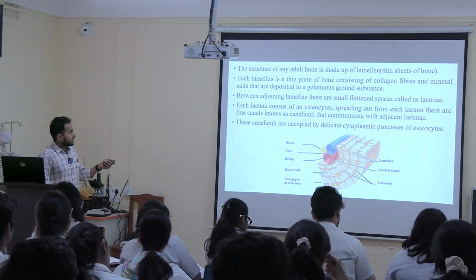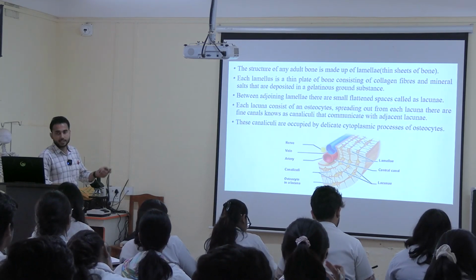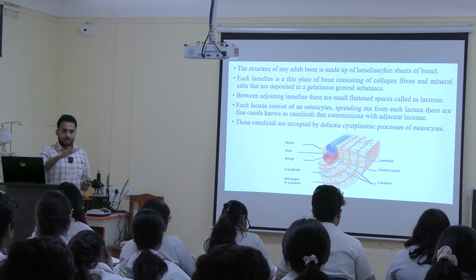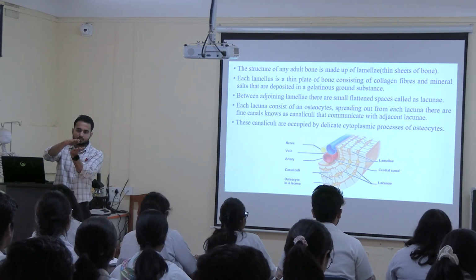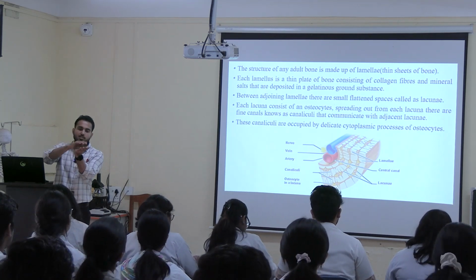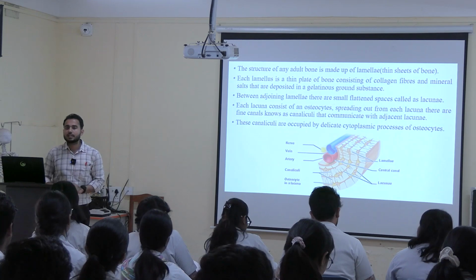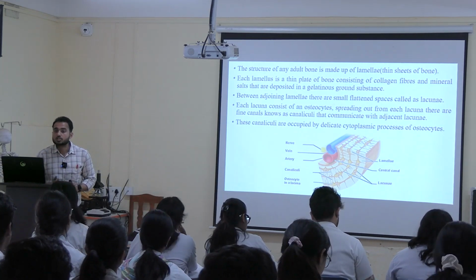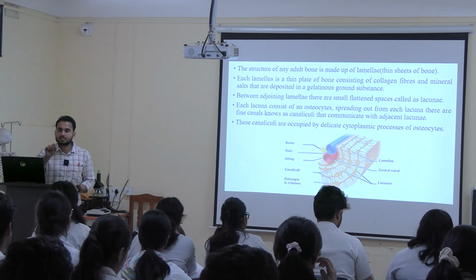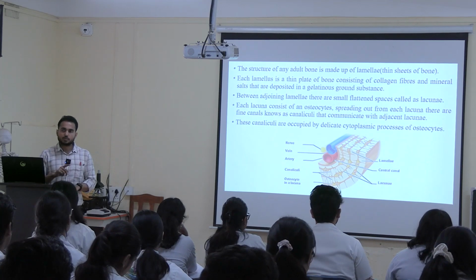Between the adjoining lamellae, there are small flattened spaces, and these are called lacunae. So one sheet is there, another sheet is there. This is one lamella, this is one lamella. In between the two lamellae, flattened spaces are there. These flattened spaces are called lacunae. And inside the lacunae, what is present? Osteocytes are present. Okay.